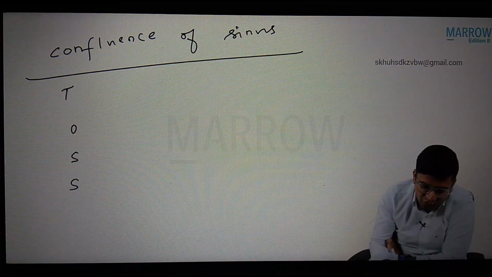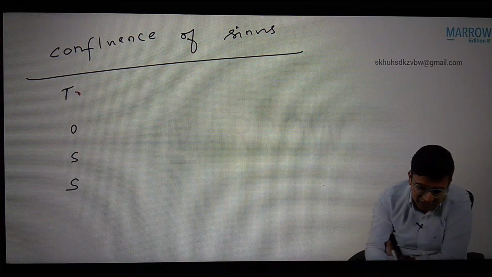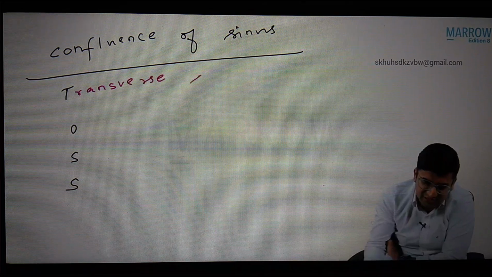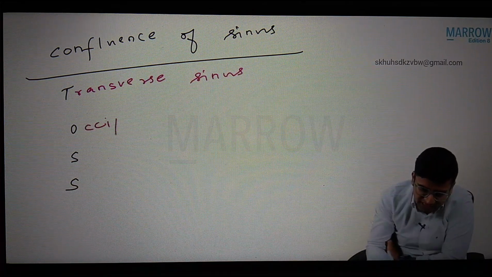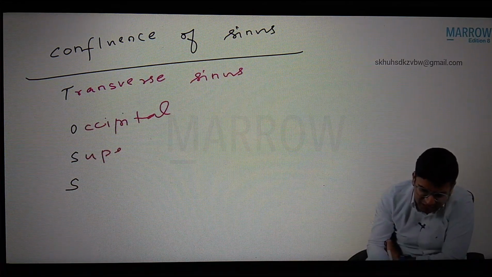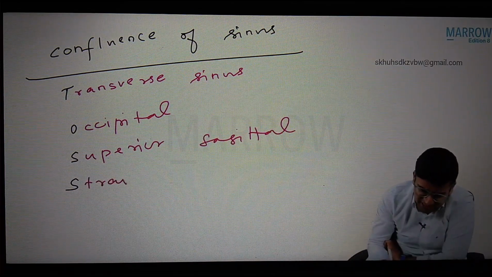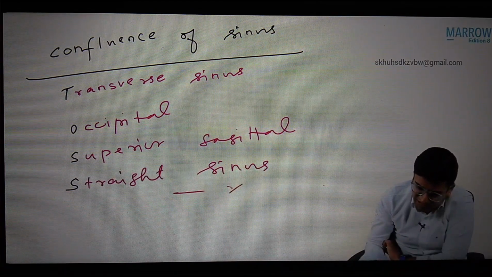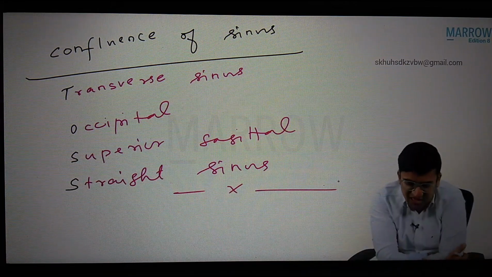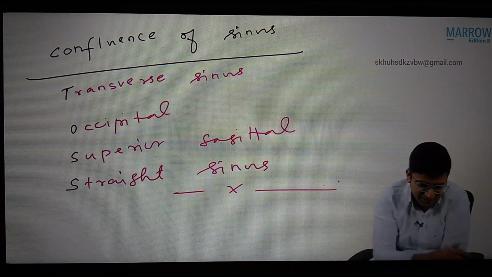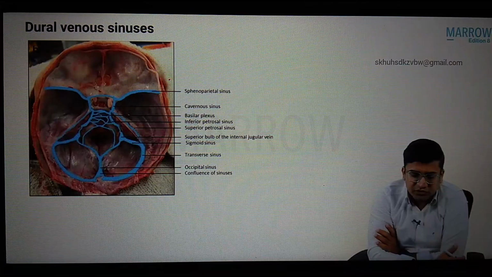Mnemonic is TOSS. So T, transverse sinus. O, occipital sinus. S, superior sagittal sinus. Another S, straight sinus. So these are the sinuses that meet at the confluence of sinus. Okay. So that's all about the dural venous sinus.